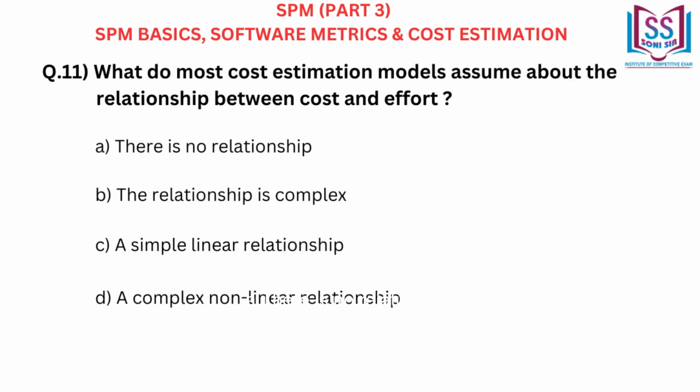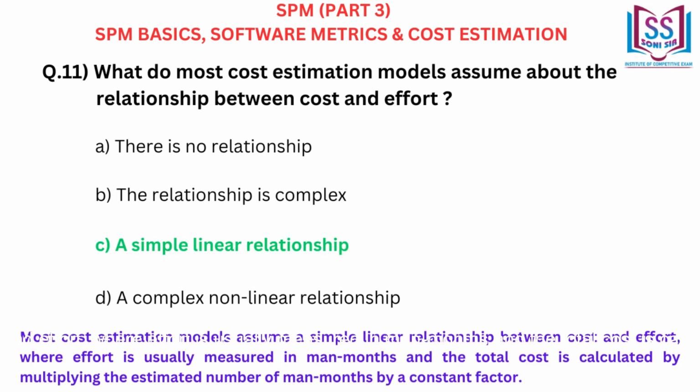requirement. What do most cost estimation models assume about the relationship between cost and effort? A. There is no relationship. B. The relationship is complex. C. A simple linear relationship. D. A complex non-linear relationship. Answer C. A simple linear relationship. Most cost estimation models assume a simple linear relationship between cost and effort, where effort is usually measured in man-months, and the total cost is calculated by multiplying the estimated number of man-months by a constant factor.